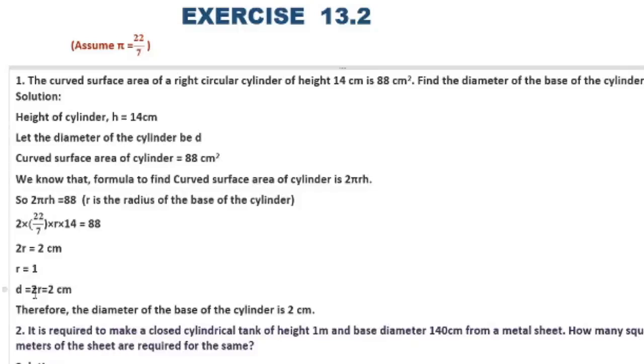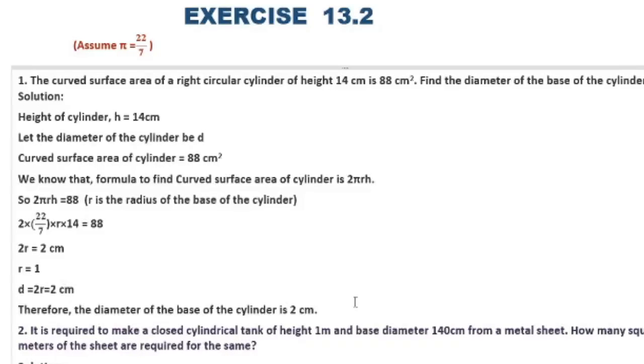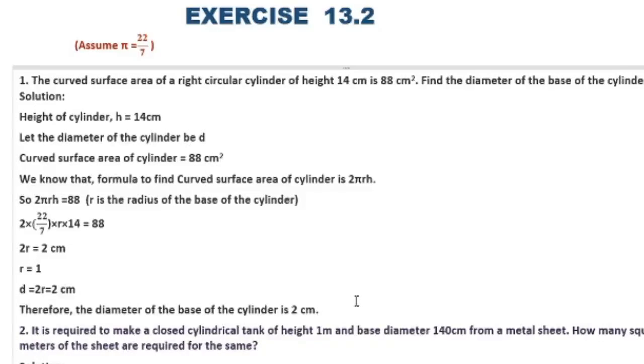That is diameter equal to 2r, that is equal to 2 centimeter. Therefore, the diameter of base of the cylinder is 2 centimeter. Now the question number 2.